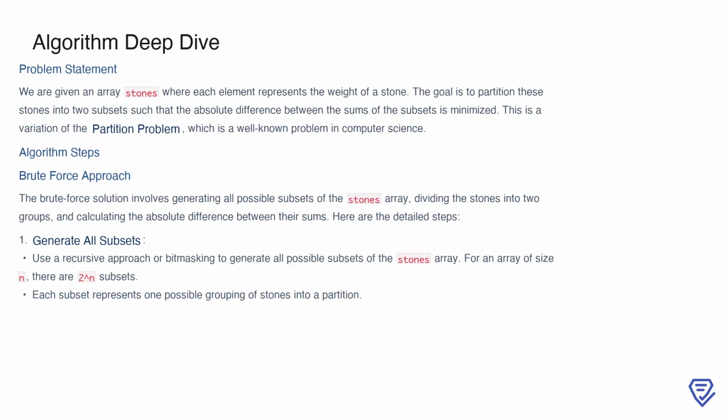To solve this, one potential approach is the brute force method. This involves generating all possible subsets of the stones array. Using recursion or bit masking, we can systematically create every subset. If the array has n stones, there will be 2^n subsets, as each stone can either be included in a subset or excluded. Each subset represents one way to partition the stones, and this will form the basis of our exploration in solving the problem.